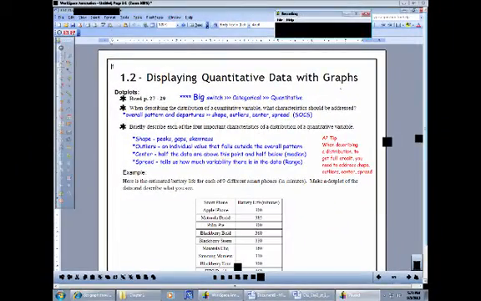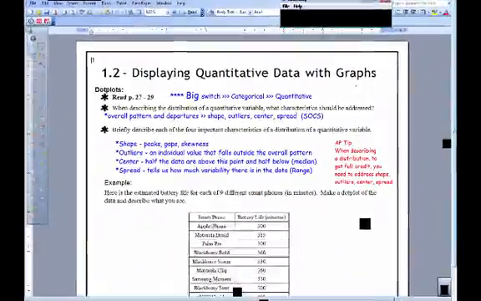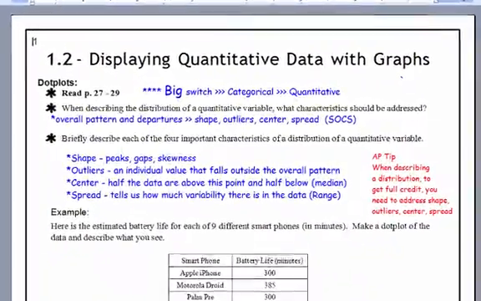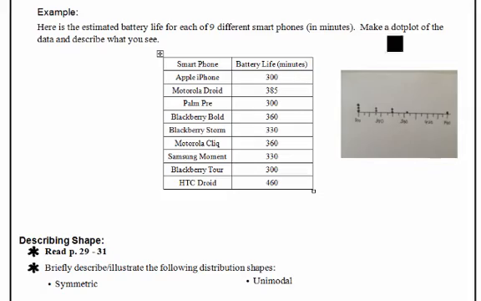Here is an example. Here is the estimated battery life of each of 9 different smartphones in minutes. Make a dot plot of the data and describe what you see. Okay, so we're going to describe the shape, center, and spread of this distribution. Are there any outliers? All right, there's a peak at 300.